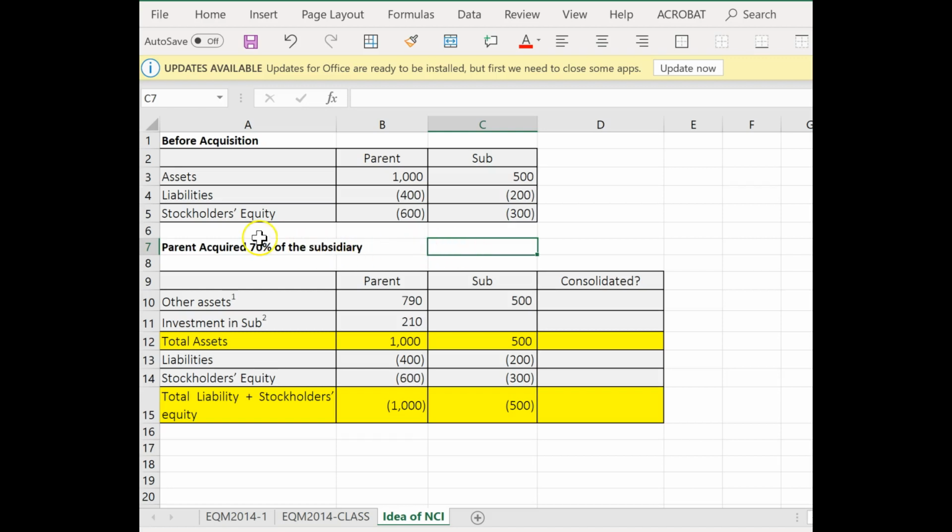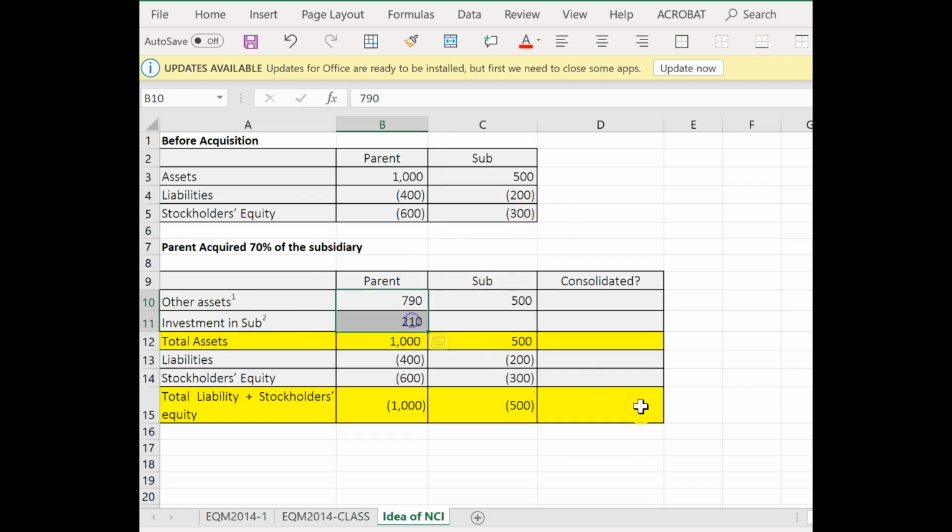So with 70%, when we acquire the subsidiary, we are acquiring the net asset of the subsidiary, which means we take over the assets, and we assume their liabilities as well. So what the parent bought is basically the net asset, or the stockholders' equity of the subsidiary. So 70% of 300, that's 210. So the parent company debits investment 210, credits cash. Let's say it's a cash investment. So cash 210. So assets other than investment becomes 790. It is 1,000 minus 210. Investment 210, right? 70% of the 300.